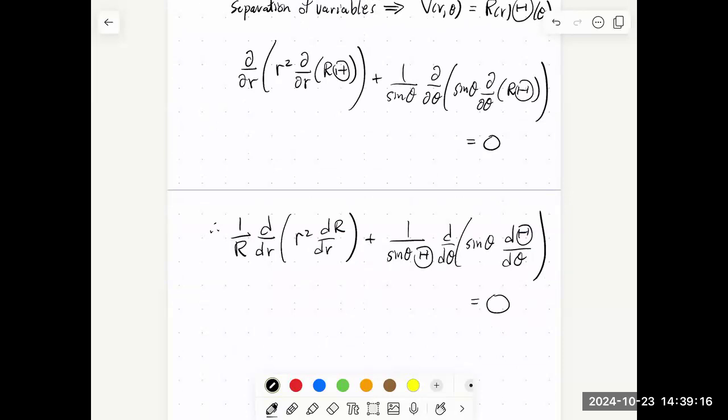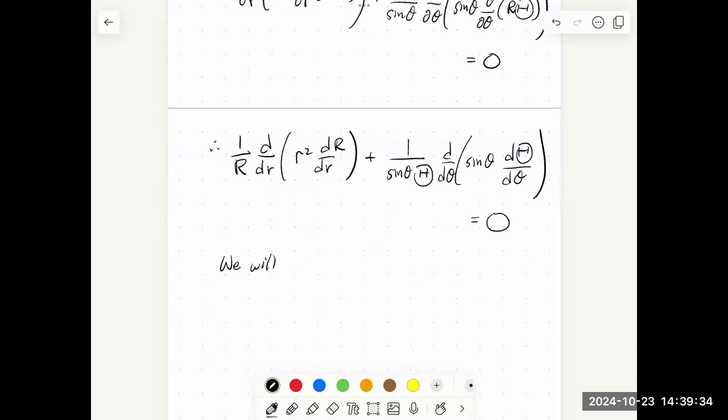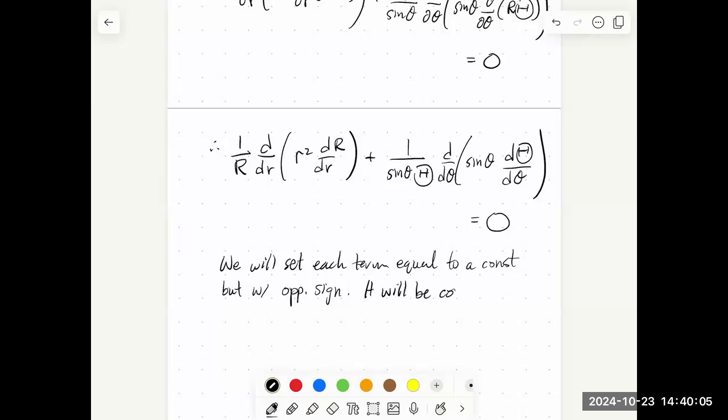All right. And then what we're going to do is set these two equal to the same constant. We're just going to change the sign in front of one of them. Okay, so let's go ahead and do that. So we will set each term equal to a constant, but with opposite sign. It probably is not going to surprise you, but I'm going to use a weird form for the constant we're going to choose, and you'll see very quickly why we chose this form. So it will be convenient to set our constant to be L times L plus 1.